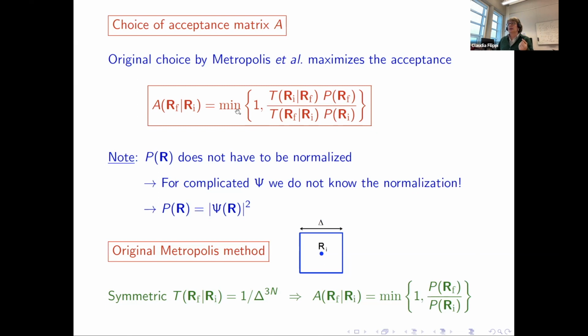The idea is that you're taking the minimum between 1 and this ratio, which can be greater or less than 1. So you move according to T, you compute the ratio, then you take the minimum and draw a random number to decide whether you're going to accept or reject the move.